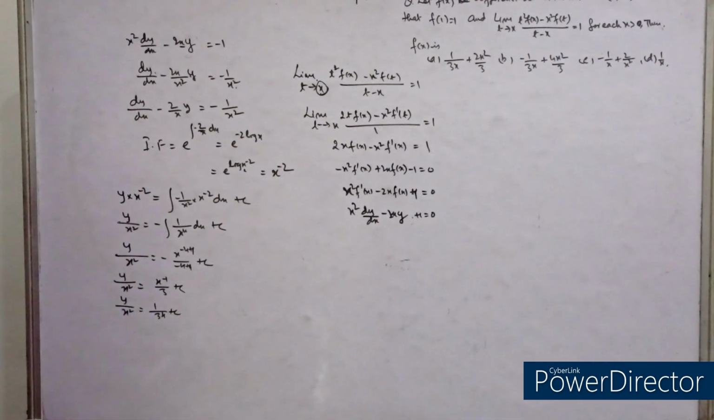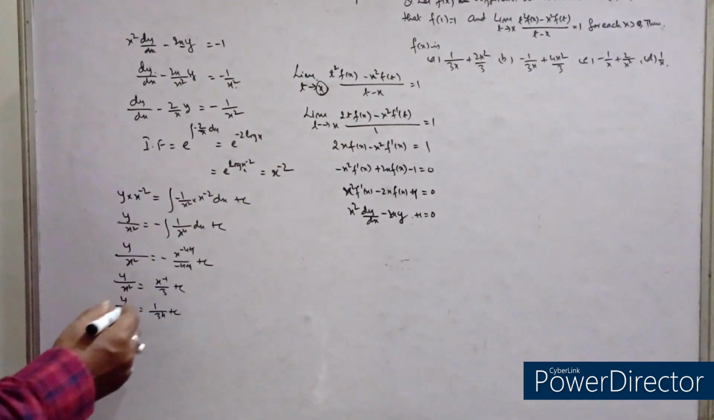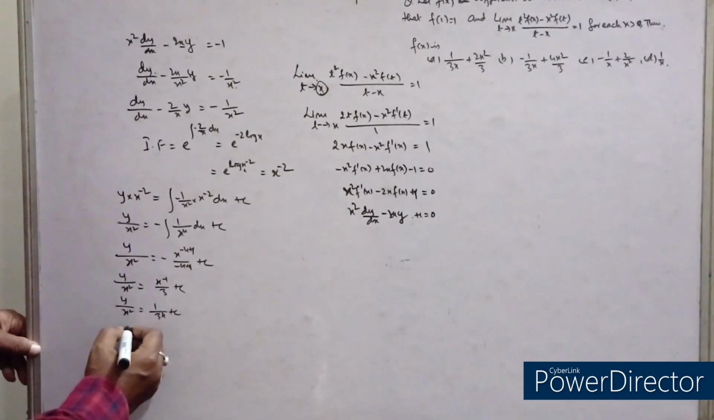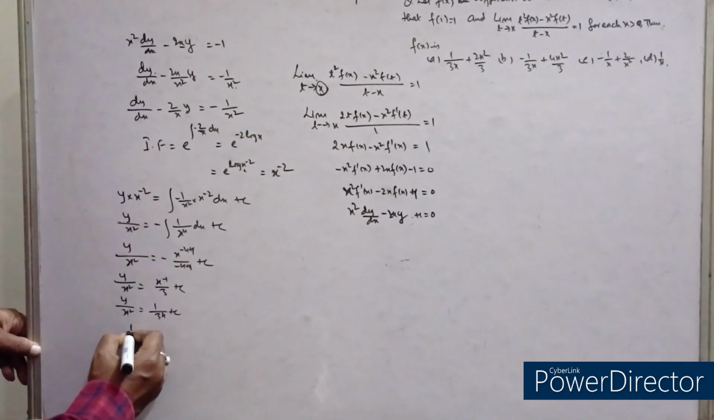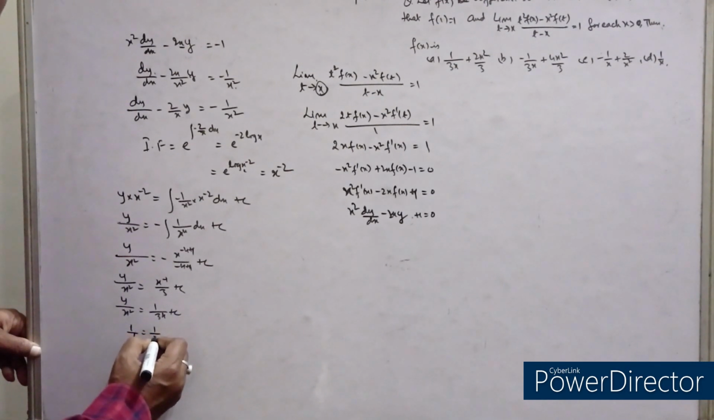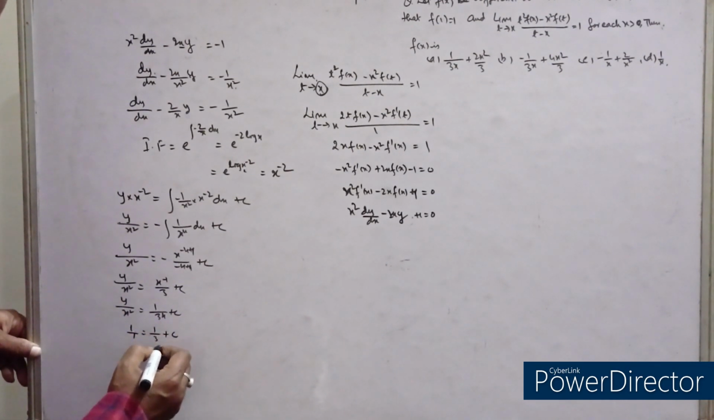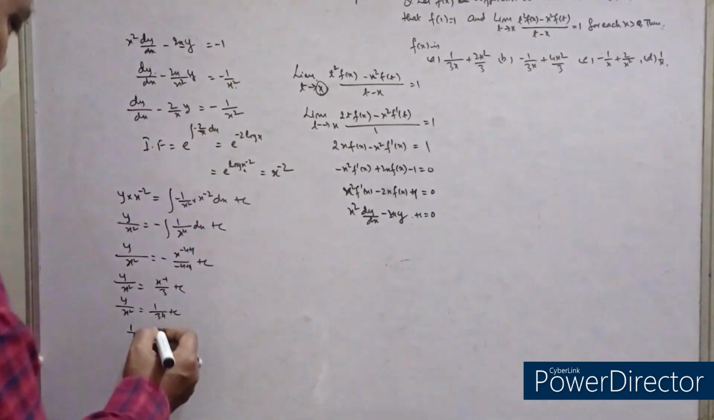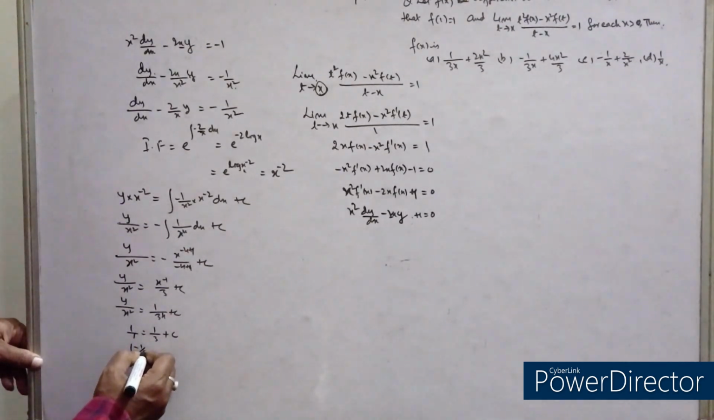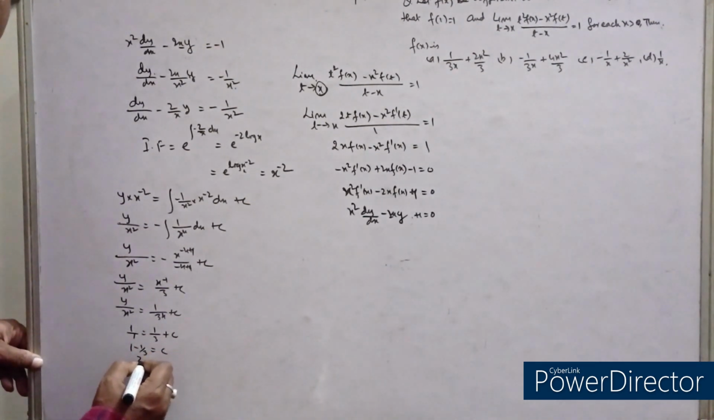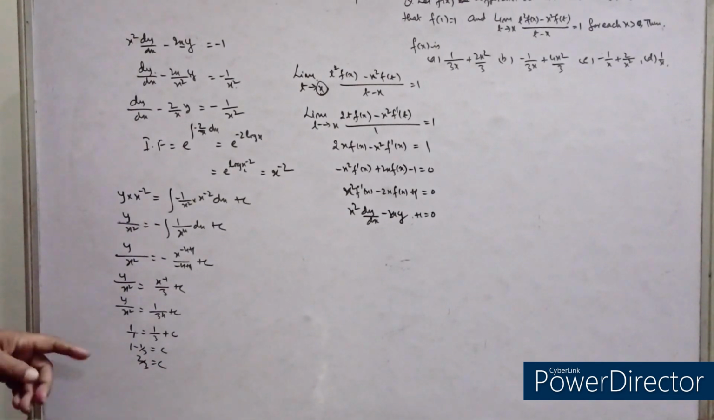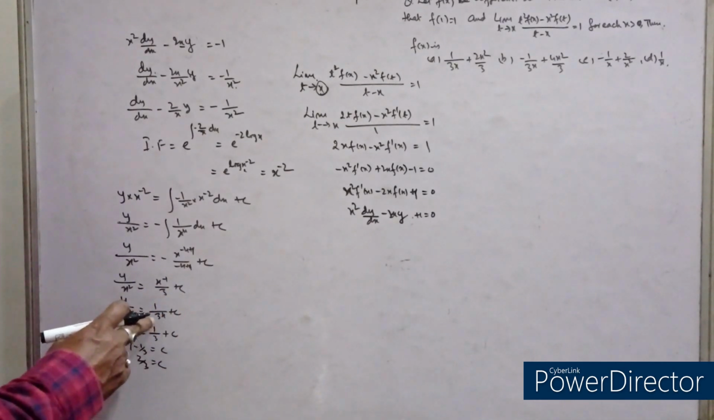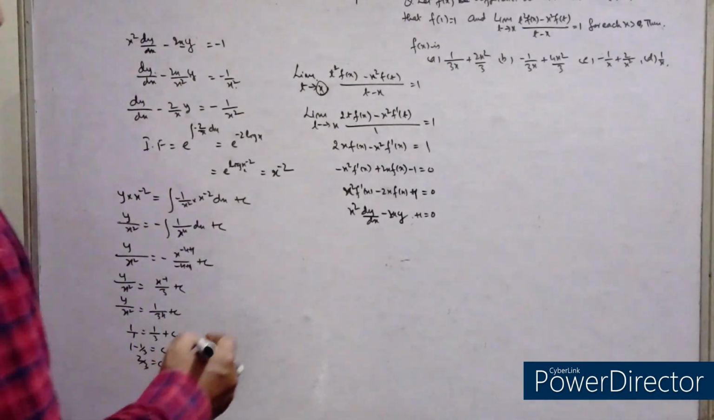So here we see that f(1) is equal to 1. So f(1) is equal to 1, so 1 by 1 is equal to 1 by 3 plus c. So c will be equal to 1 minus 1 by 3, that is 2 by 3. So here, because your y is 1 for x equal to 1, c is equal to 2 by 3.